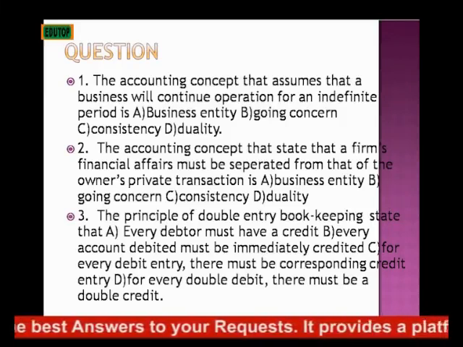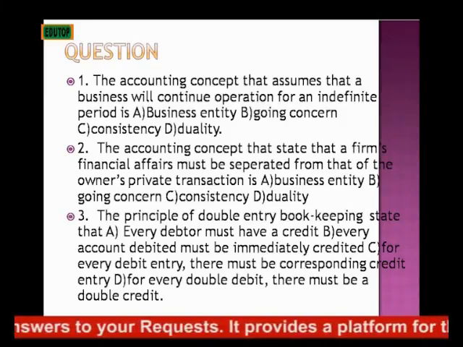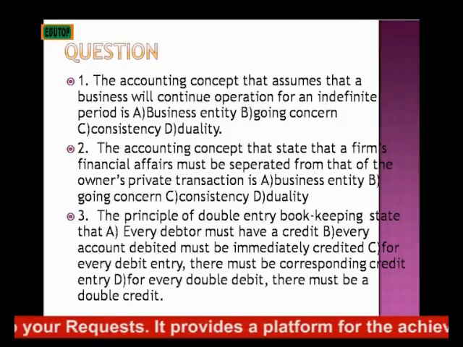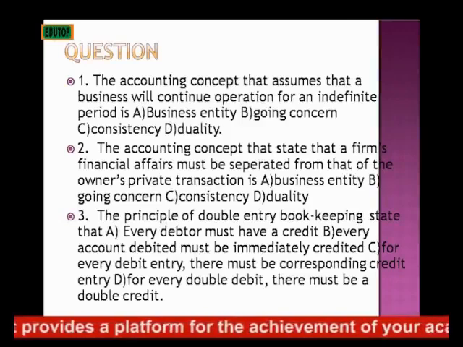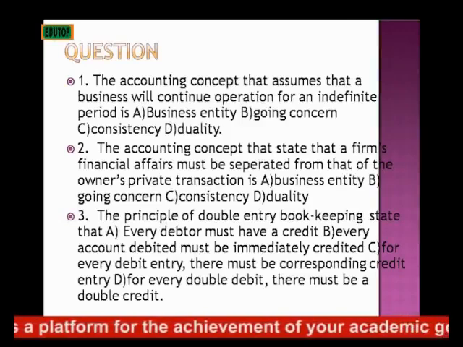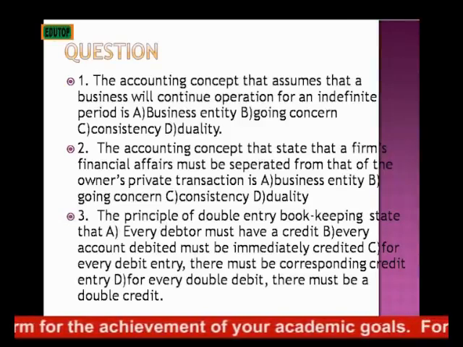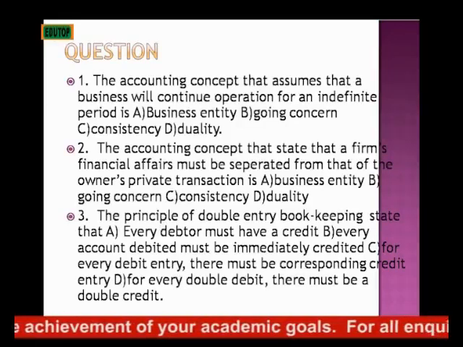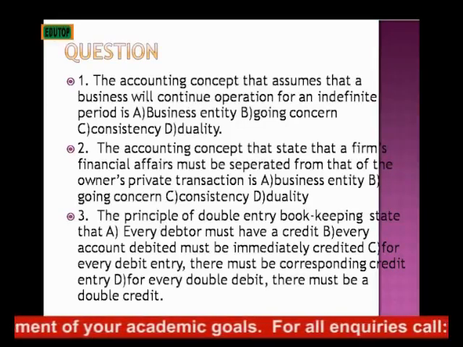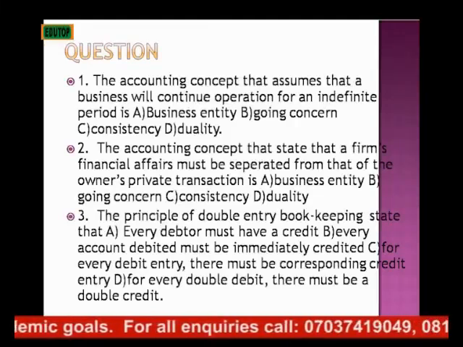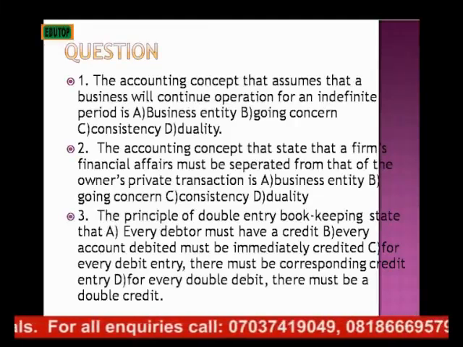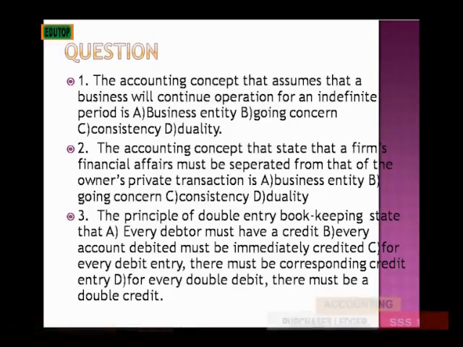Then the third question, the principle of double entry bookkeeping states that A, every debtor must have a credit. B, every account debited must be immediately credited. C, for every debit entry there must be a corresponding credit entry. And D, for every double debit there must be a double credit.